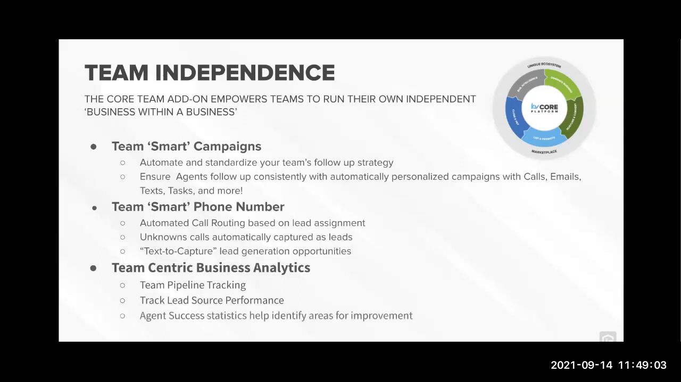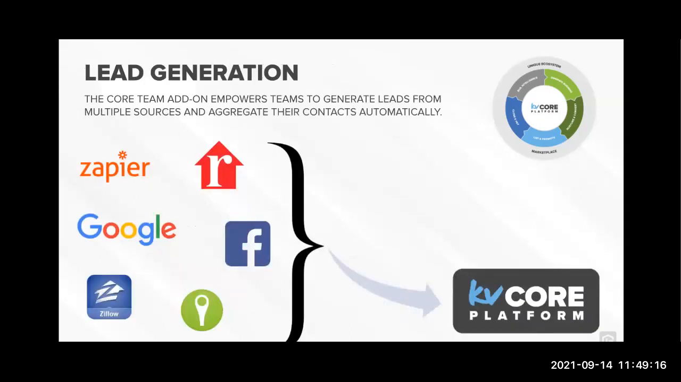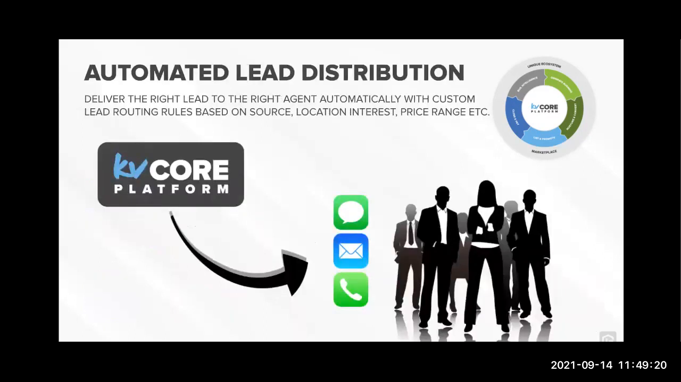And lastly is looking at statistics that will help the agents improve, knowing where they can improve. All of this is inside KV Core, and the team system gives you all of this data. So, we'll talk about how leads are going to flow into KV Core and how KV Core is going to route those leads to your team members instantly, dynamically, and to your specifications.